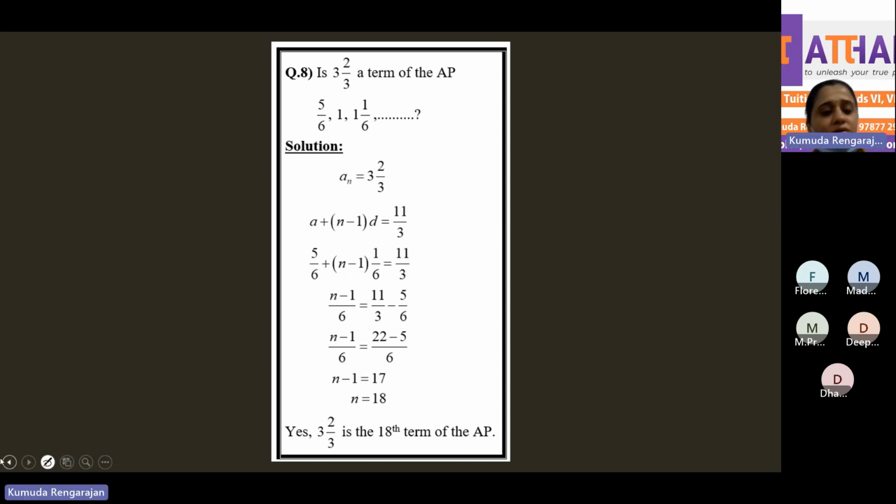So we have to substitute for a and d. a is 5 by 6 and d is, I'm sorry, 1 by 6. You can see I've transposed this one. Then this n minus 1. See, simplifying is left to you, children. So it's not that you have to do it like this, right? Simplifying is left to you. You can probably have a different way of solving this also. So I've cancelled 6 and 6 here on both the sides.